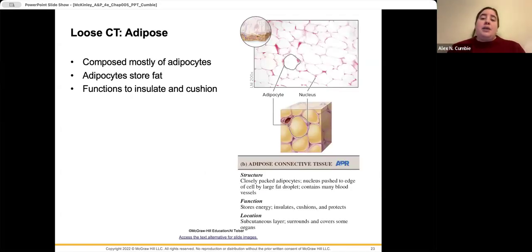Second type of tissue is adipose tissue. This is fat tissue made up mostly of adipocytes. So we're not seeing fibroblasts in this case, we're seeing adipocytes. And again, each of these individual cell bodies is an adipocyte, making up this adipose tissue. We have adipose all over the body as well. This is different fat tissue. Its main function is to insulate and cushion.